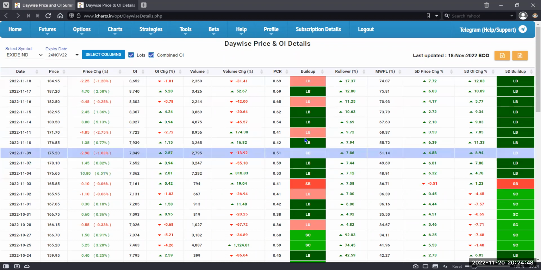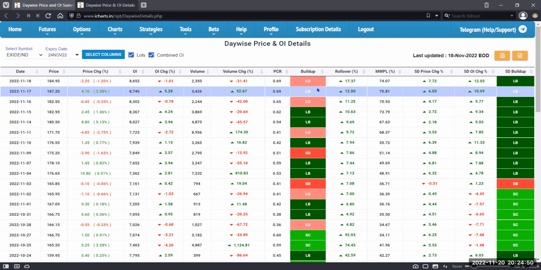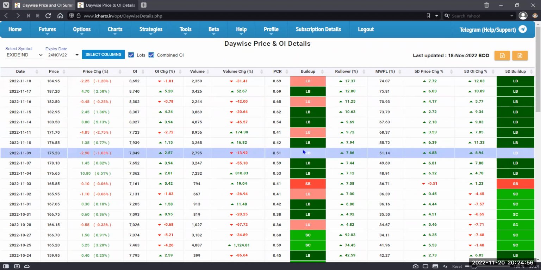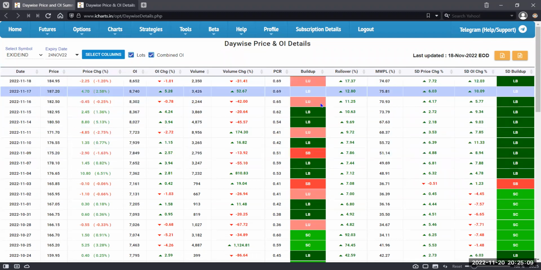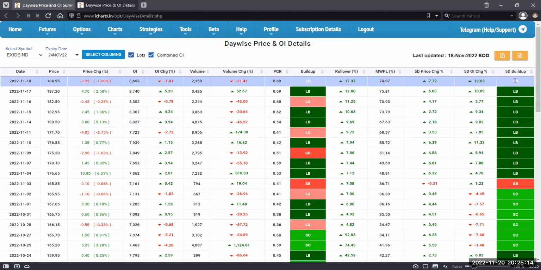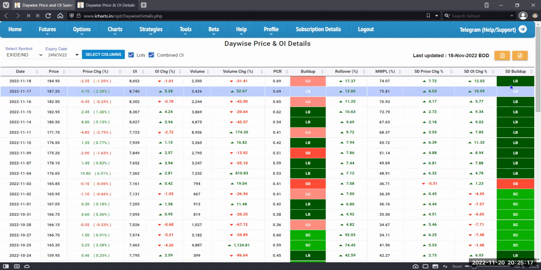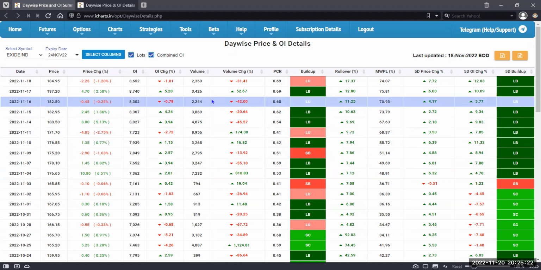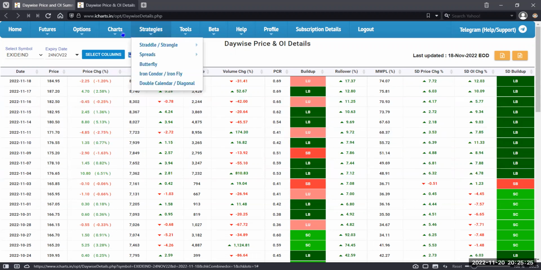And here, long buildup and alternating long unwinding just means that small pullbacks are there within the uptrend that is going on. Even this 1 day of a short buildup is not an indication that it is going to be bearish. Unless this changes, you can think of all these little bearish days as pullbacks within the context of an overall bullish move that is going on. So this would be a good thing. And let me just check the chart also.